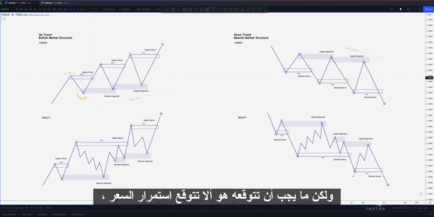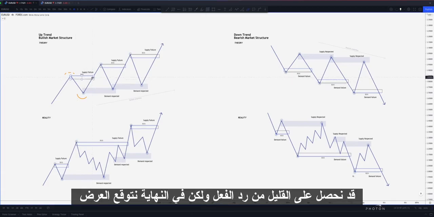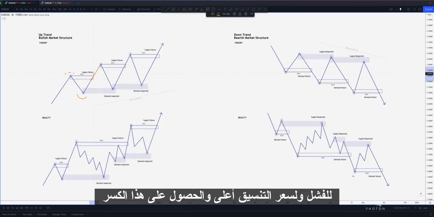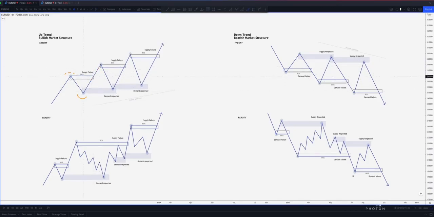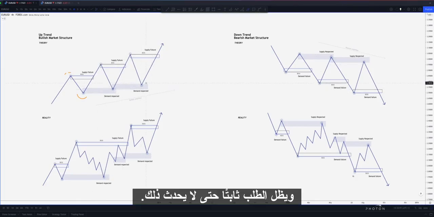But what you should expect is you should not expect price to hold, right? We may get a bit of a reaction, but ultimately we would expect supply to fail and for price to form that higher high and get that break of structure. And that's why we're seeing here, right, supply just keeps failing and demand keeps holding, right, until it doesn't.